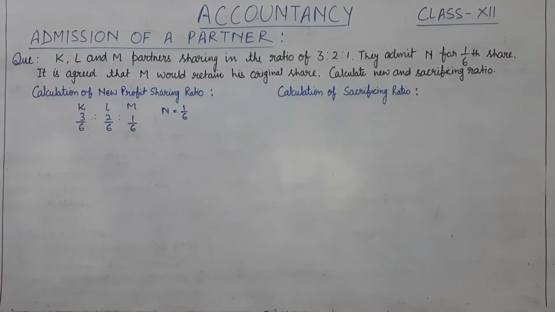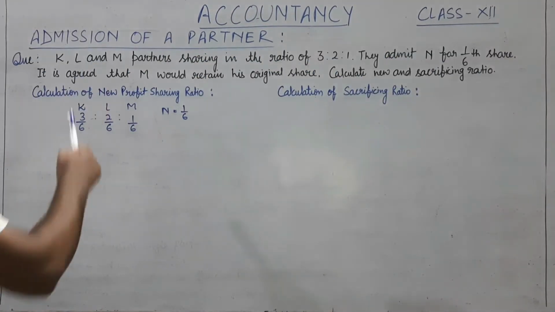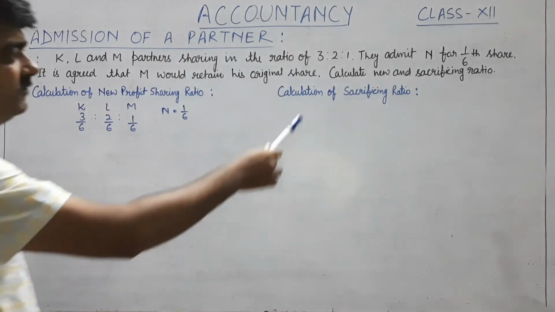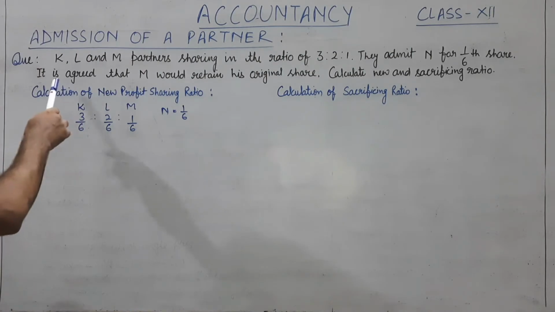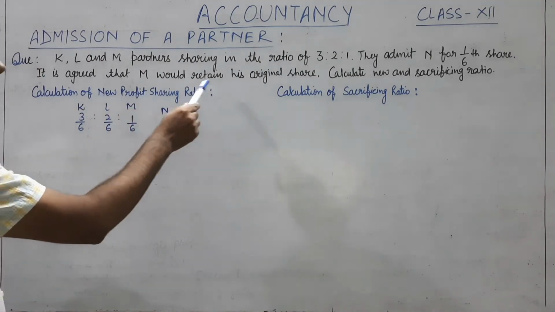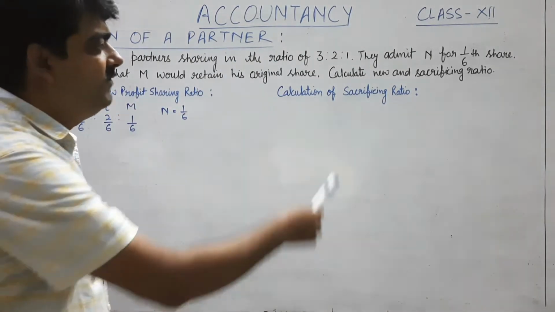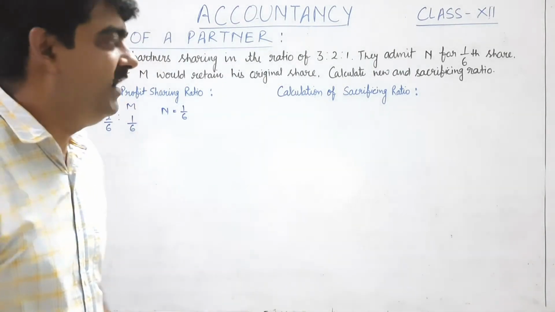See one more question, my dear students. K, L and M are partners sharing in the ratio of 3:2:1. They admit N for 1/6 share. It is agreed that M would retain his original share and we have to calculate the new and sacrificing ratio.